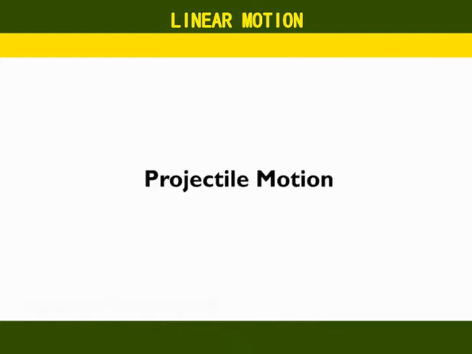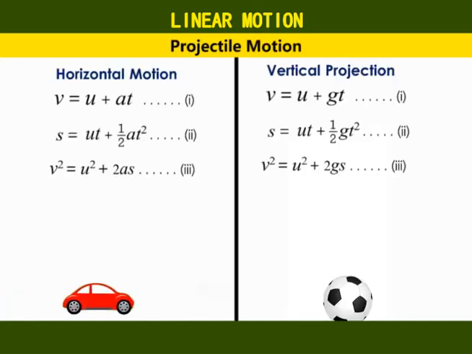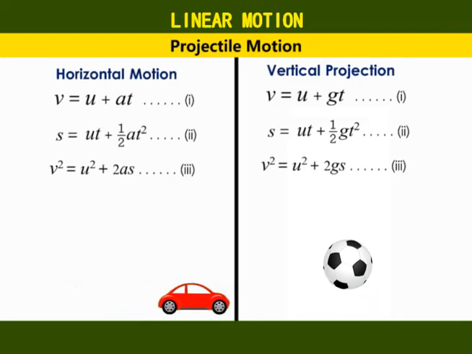Next, let's talk about projectile motion. Now, we know the kinematic equations for describing the motion of an object moving horizontally like a car, as well as objects moving vertically like objects falling straight down to the ground. But what about objects that move in both these directions?